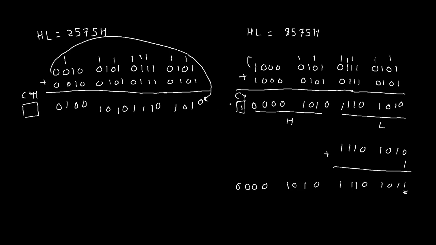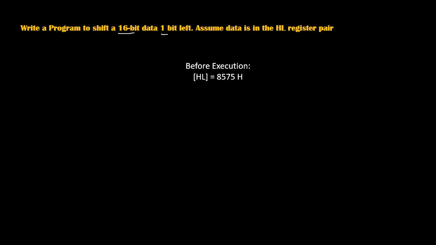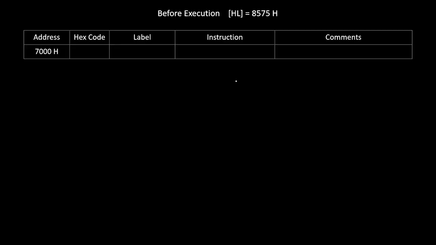So this technique we will use. If carry is not generated, then we will not add anything inside the L register. But if carry is generated, then we will add 1 in the L register. So this technique we are going to follow. Let's assume that before execution, the content of HL is 8575H. Let's say we are writing our program from 7000H.